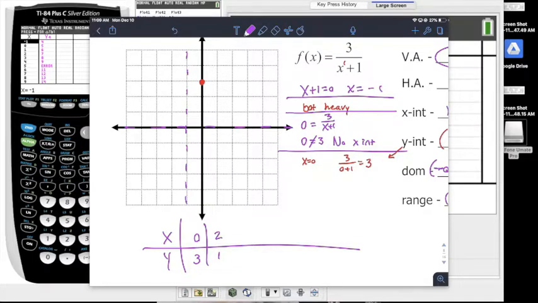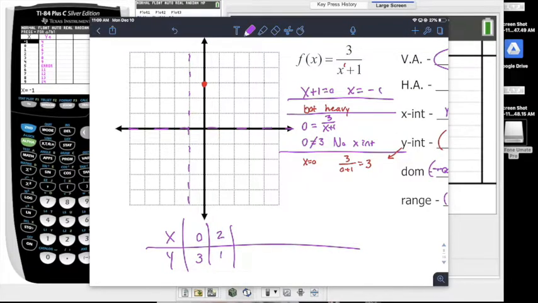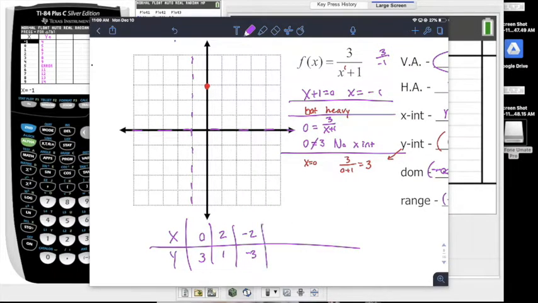You can also do some on the negative side. So if we did, let me think here, a -2, I believe, in this case, that would get us 3 over basically -1. So that's going to be -3. And then if we did a -4 or something like that, you'd get 3 over -3 in the denominator. So that'd be -1 once you reduce. So, just making a table there.